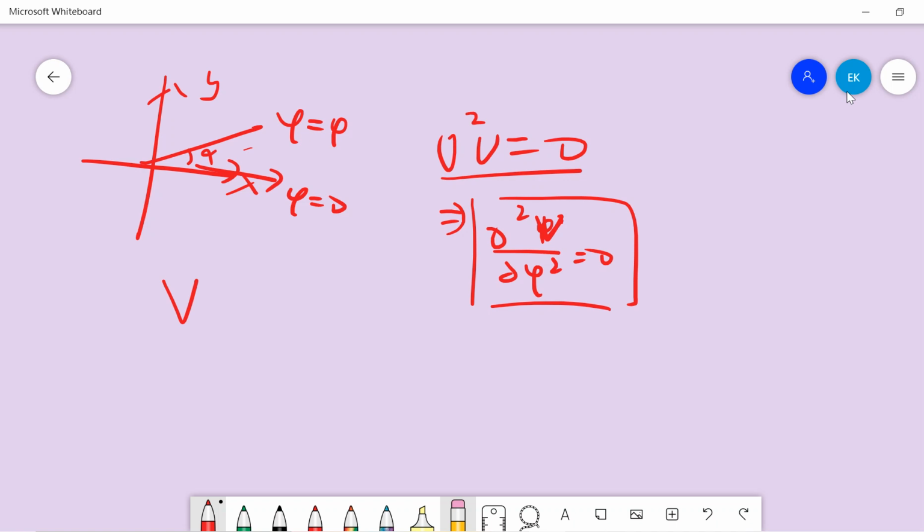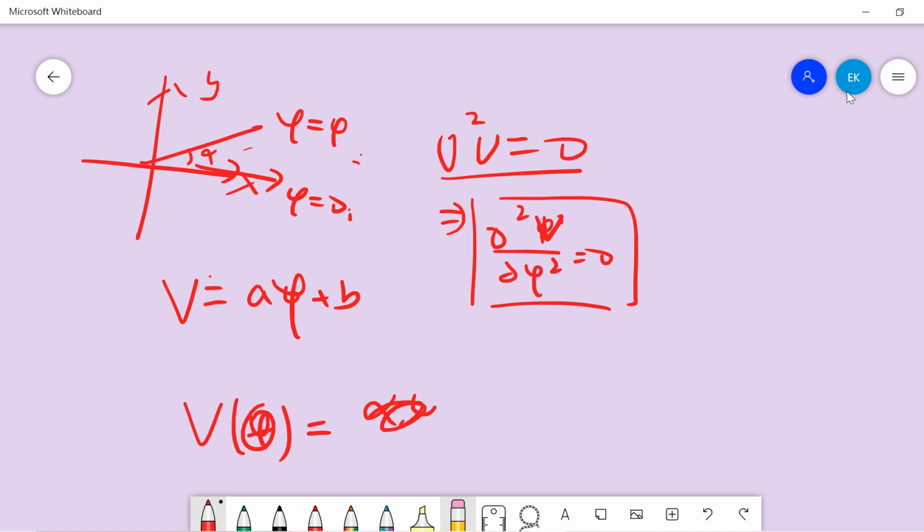Actually, this is not correct, because you need to use the polar coordinates. But it's fine, if you only remember this it is enough. So v is just a phi plus b. Plug in the angle, and we have v of theta equals... I should write theta. The notation looks very bad. I apologize.